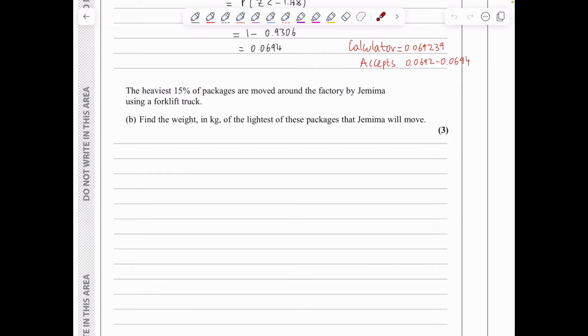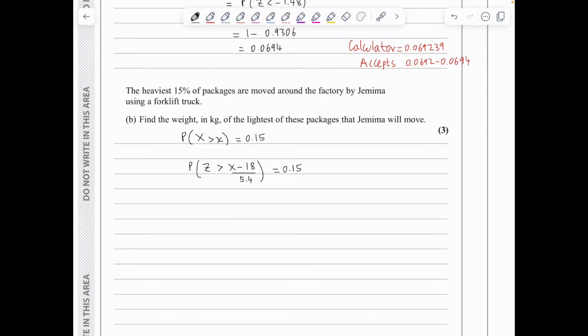In B, we have that the heaviest 15% of packages are moved around the factory by Jemima using a forklift truck, and we need to find the weight in kilograms of the lightest of these packages. So essentially we're being asked to solve the probability of capital X being greater than small x is 0.15. In other words, we need to find the value of small x here so that anything above this weight will have a probability of 0.15, and therefore it will constitute the heaviest 15% of the packages. So to do this, I will standardize. So it's the probability of z greater than (x minus 18) over 5.4 being equal to 0.15.